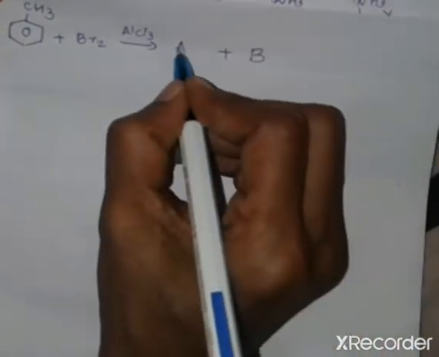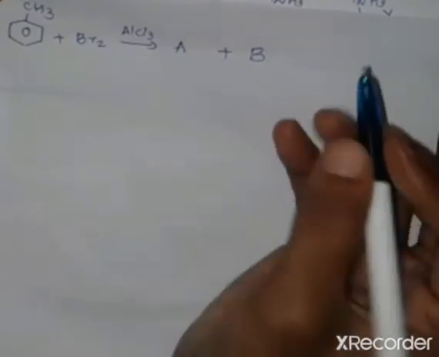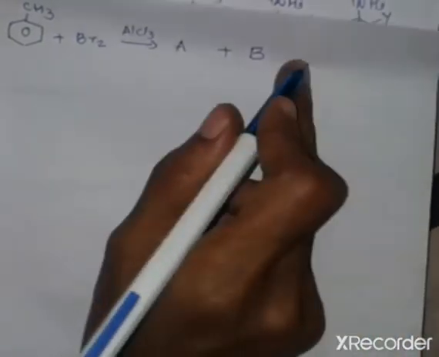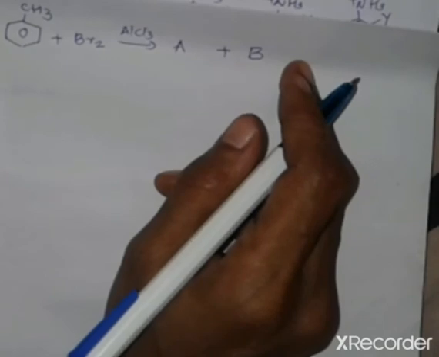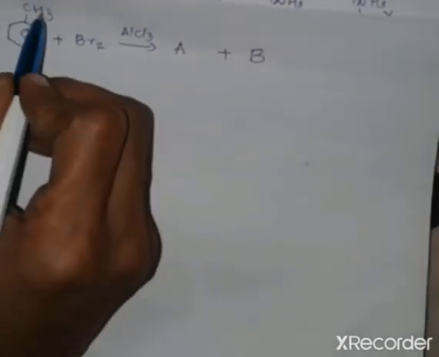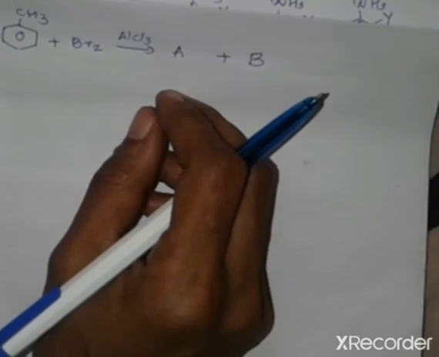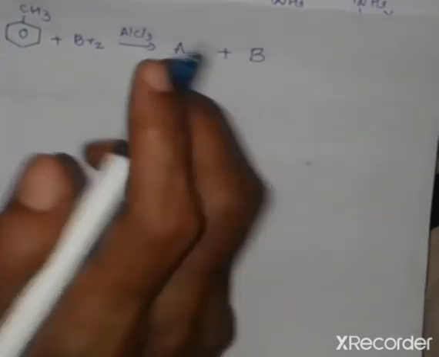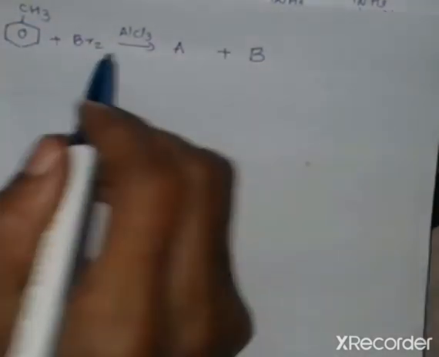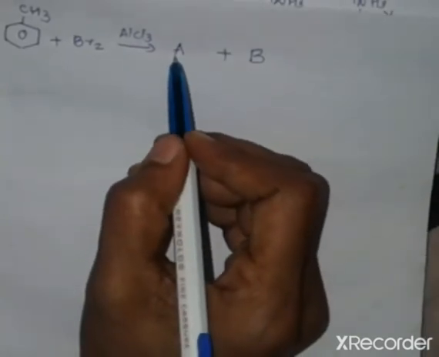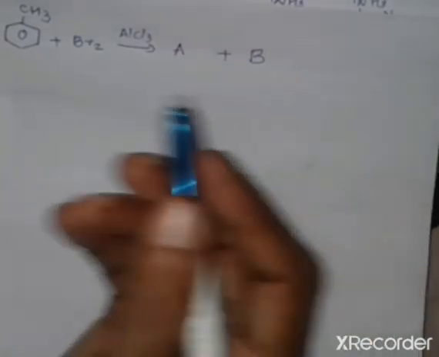there is a possibility of two products, A and B, and identify A and B. Here a hint is given. CH3 is an electron releasing or activating group. Okay, CH3 is an activating group. So what is A and what is B?